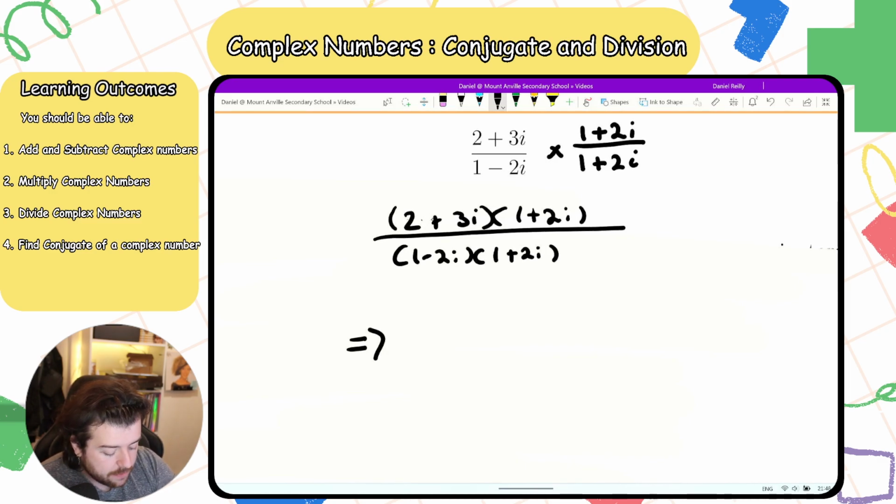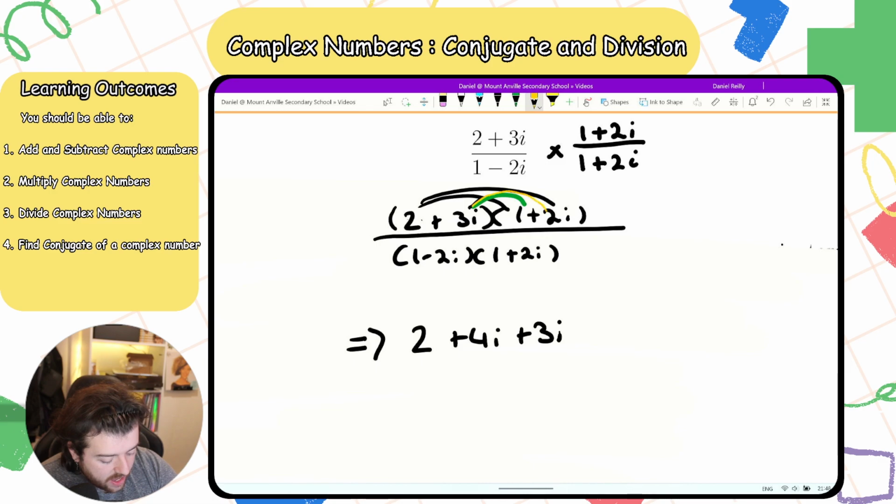Taking parts, multiply the top. So I'm going to have 2 times 1 is 2. 2 times 2i is 4i. 3i times 1 is 3i. And then 3i times 2i is 3 times 2 is 6, and i times i is i squared.